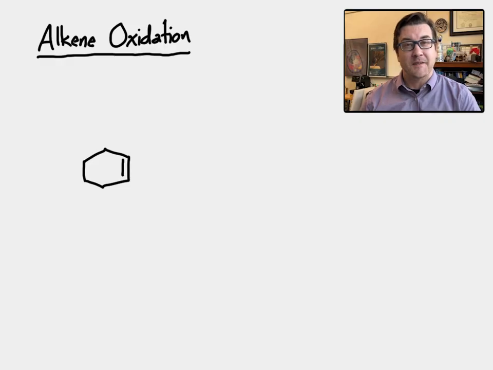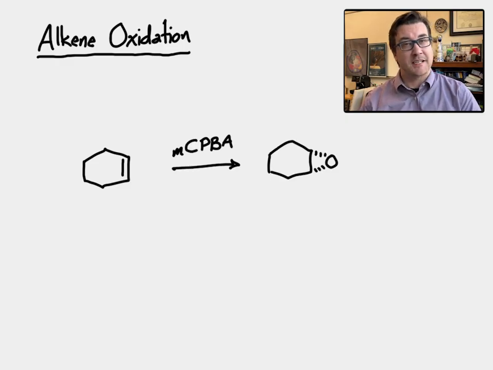Hi, in today's video we're going to be talking about alkene oxidation. And so let's look at a simple cyclic cyclohexene molecule. One of our reagents for oxidation is called MCPBA, and we'll see what that means in the next slide. MCPBA reacts with an alkene to give you an epoxide, a three-membered ring.